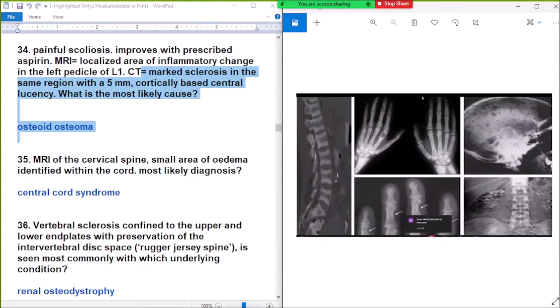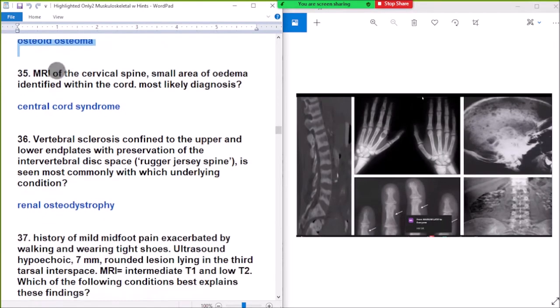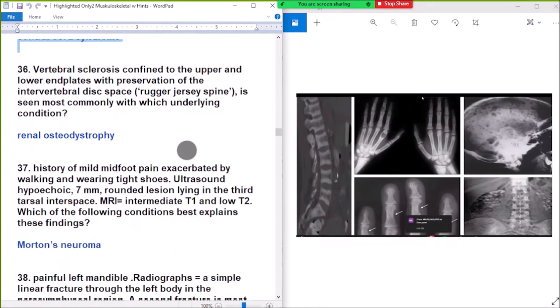Next, number 35. MRI of the cervical spine shows a small area of edema identified within the cord. Most likely diagnosis: central cord syndrome. Question number 36.